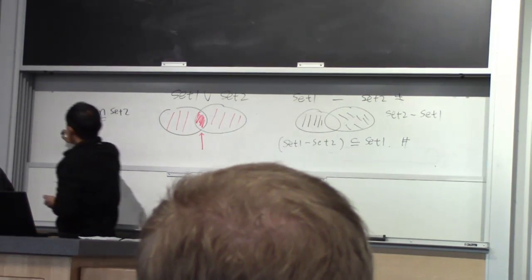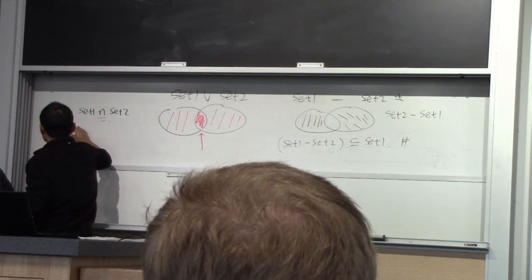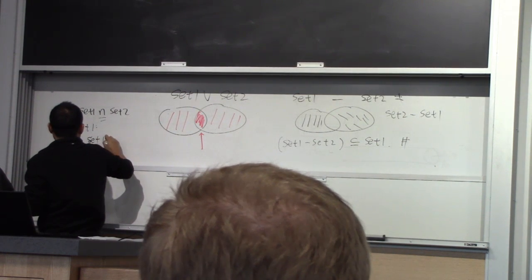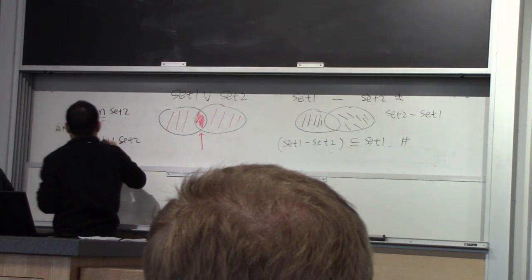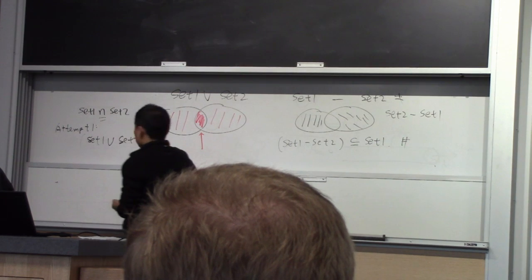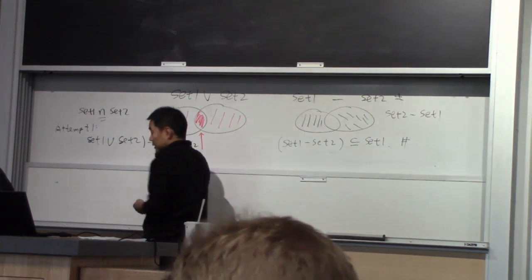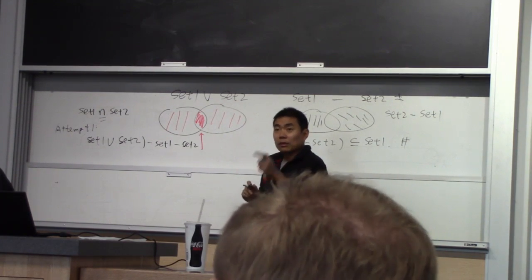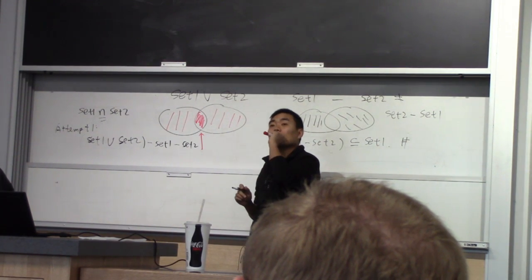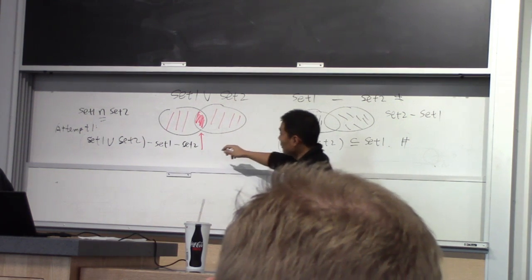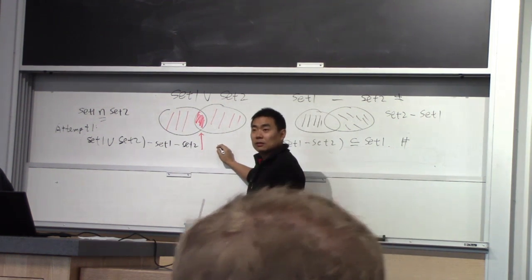Okay, so attempt number 1. I take the union. Okay, that's what you said. Subtract away, and subtract set 2. Is that what you said? That's what he said. Okay. This, if you think about it, what's the output?